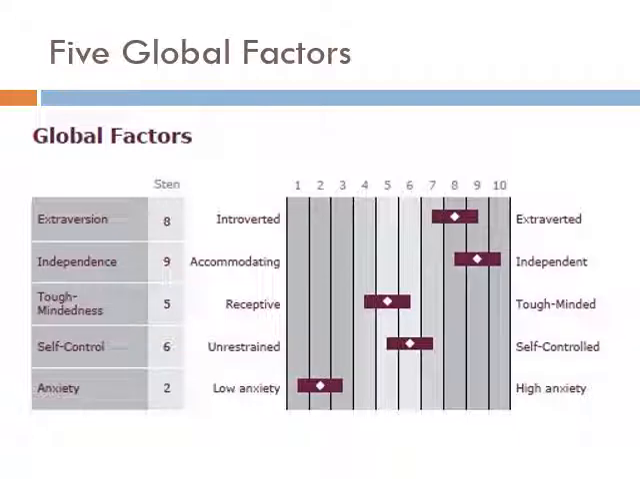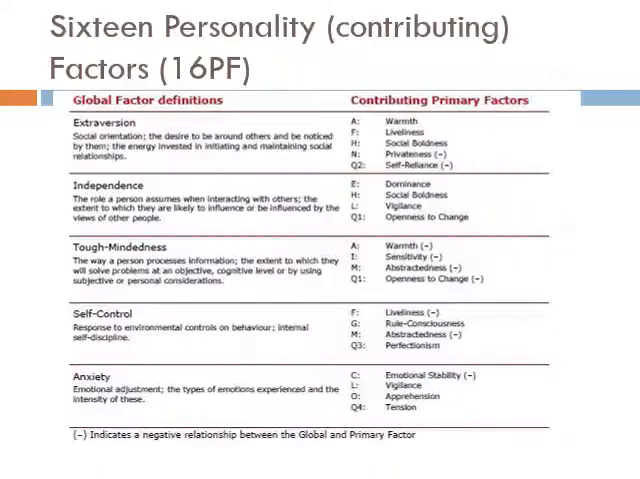So first off, he identified his factors as opposites, like introverted versus extroverted, and an individual might be up toward this extroverted side. Accommodating versus independent, so someone might be anywhere along this continuum. Receptive versus tough-minded. And you can see that the global factor is tough-mindedness, the global factor is independence, the global factor is self-control, and the opposites would be unrestrained versus self-controlled. And anxiety, another example, might have low anxiety or high anxiety. So those are the 5 global factors. You'll see later that these kind of connect with the big 5 that we'll talk about next.